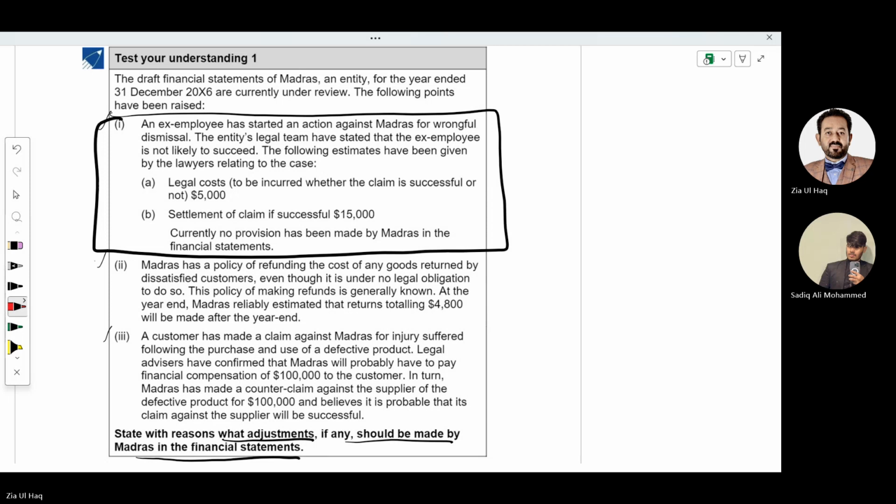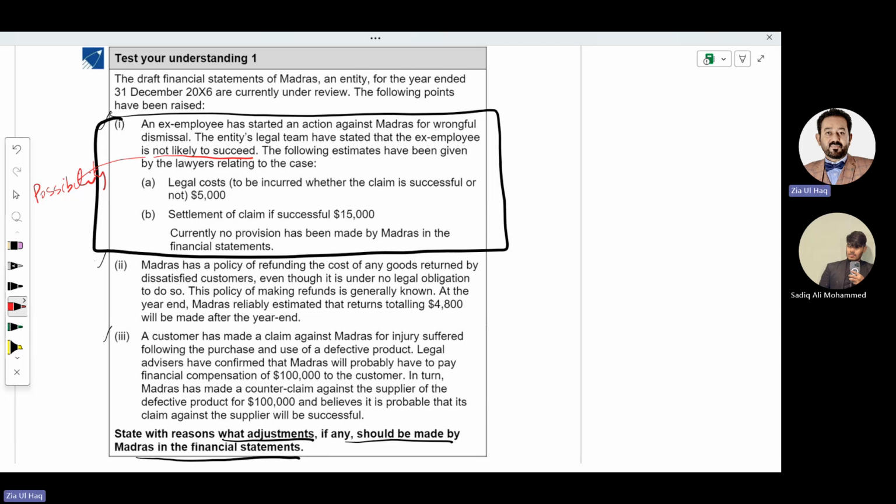So number one, an ex-employee has started an action against Madras for wrongful dismissal. This means there is a present legal obligation from a past event. The entity's legal team, the lawyer, has stated that the ex-employee is not likely to succeed. Not likely to succeed means there is no probability, only possibility. If it is likely to succeed, it means chances are more than 50%. Not likely to succeed means less than 50%.